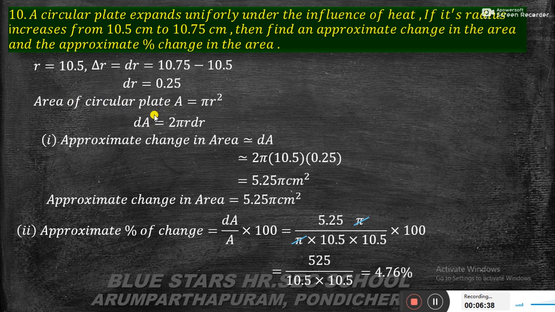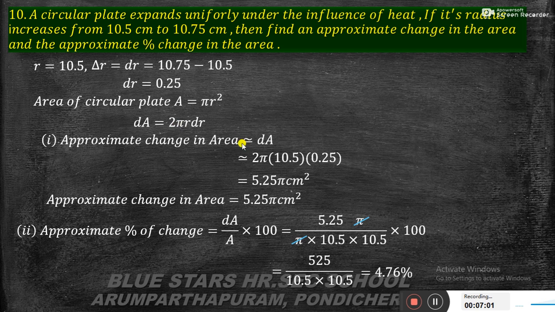From this I differentiate the equation. Differentiate with respect to r, so dA by dr equal to pi into 2r. I cross multiply the dr to the right hand side, so dA equal to 2 pi r into dr. Now I calculate the approximate change in the area. Approximate change in the area means we calculate the dA. So already we calculated the dA.